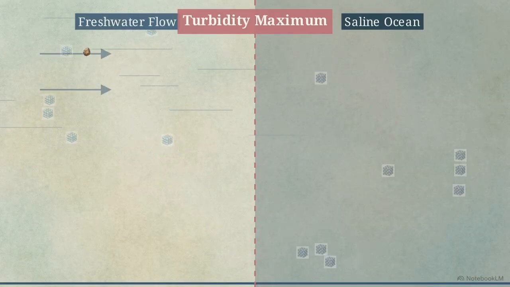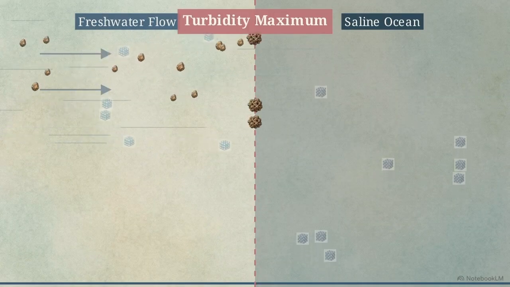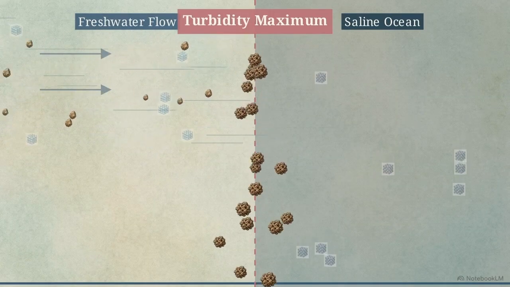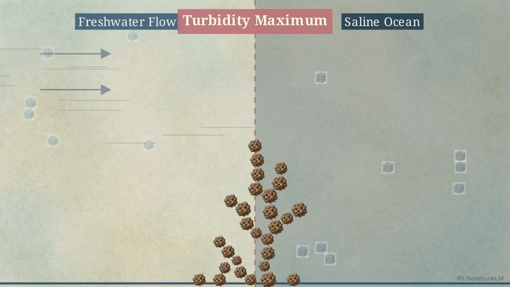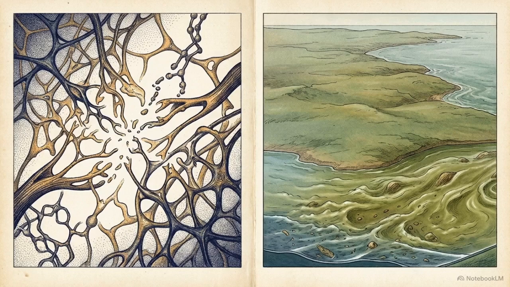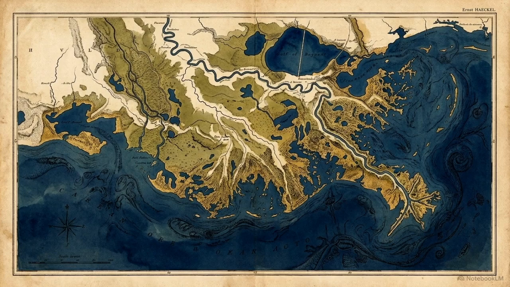This turbidity maximum acts as a highly localized, highly efficient sediment trap, stopping particulate matter from washing out into the open ocean. This microscopic chemical dropout has a massive structural consequence. Over millennia, this precise entrapment mechanism piles up enough material to build entire coastal deltas out of the ocean floor.